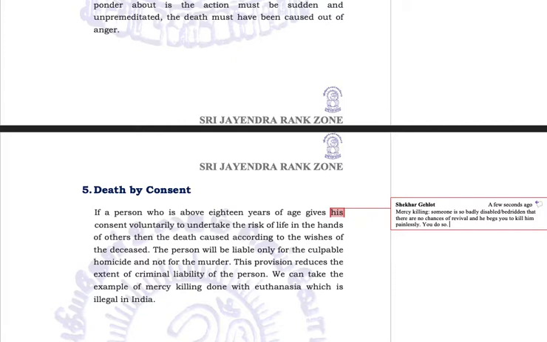The person should also not be of unsound mind, because a lunatic, a mentally ill person, also cannot give a valid consent. When someone cannot give a valid consent, you cannot validly act upon it, because such consent is vitiated by lack of mental understanding. So these are the cases which are exceptions to murder.